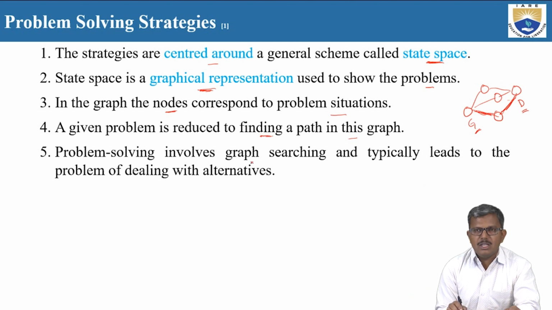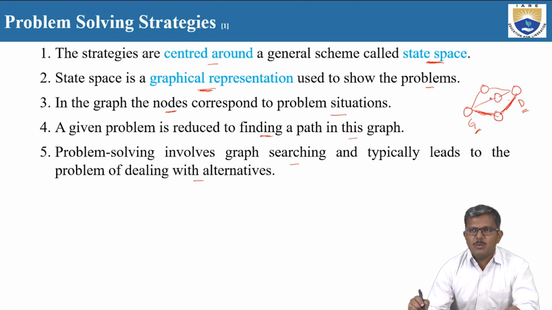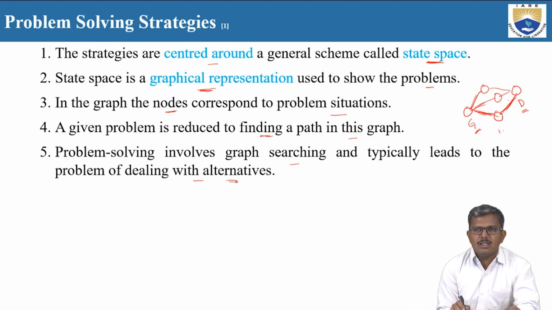Problem solving involves graph searching and typically leads to the problem of dealing with alternatives. In this case, we have three different alternatives to find a path between the given state and the desired state. So one thing is that we can easily deal with the alternatives: how many alternatives are there to move from the given state to the desired state? But if your problem is more specific, meaning identifying the optimized path, then we are going to look for the shortest path itself.